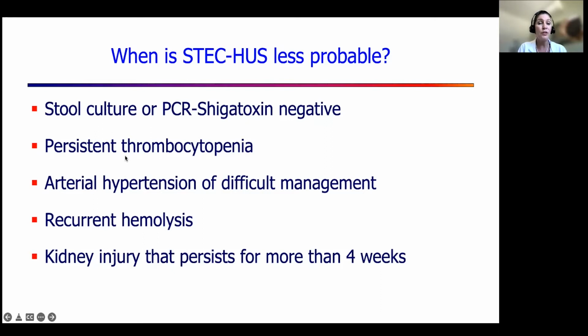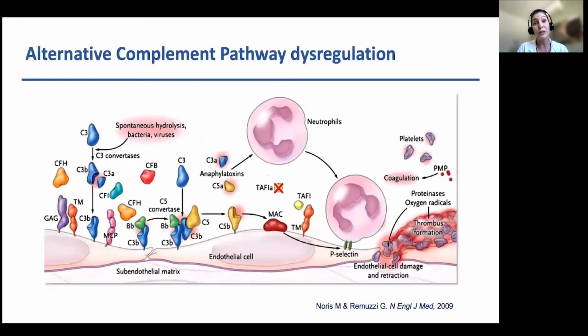When one has persistent thrombocytopenia or the platelet count fluctuates a lot, or arterial hypertension of difficult management, recurrent hemolysis, or a kidney injury that persists more than 4 weeks, we have to think that maybe there is something different going on there. Maybe we don't have a patient with STEC. And what would be that diagnosis? The first thing that we have to bear in mind is that it may be atypical HUS.